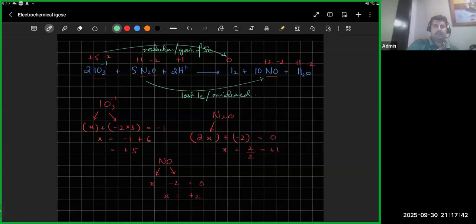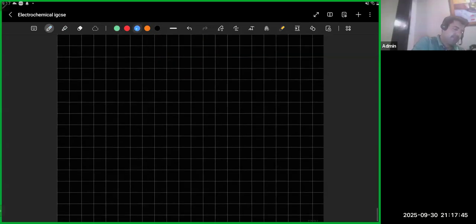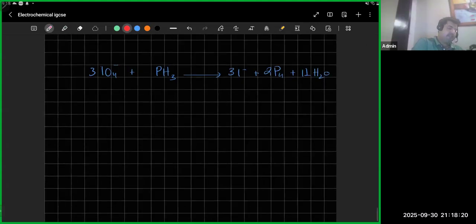So I'll do another one. The next one is, what's the next one? So I've got IO4 -1 plus PH3, and it's forming 3I -1 plus 2P4 plus 12 H2Os. Okay, tell me, what's IO4 -1? What's I? Everyone, please calculate it. What is I?